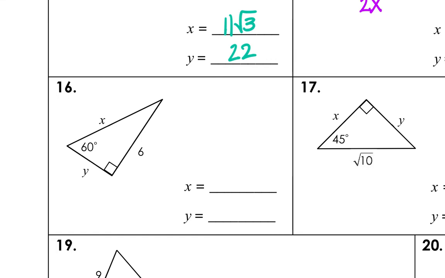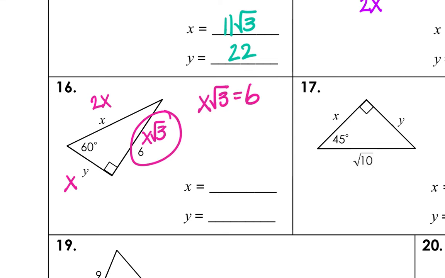All right, here we go. Number 16. Across from the 30 is x. Across from the 90 is 2x. So this is x square root of 3. X square root of 3 is equal to 6. So this is where I have to do the rule. I can't just cancel out the square root of 3 because it's not existing visibly. So that means I'm going to divide by 3. So 6 divided by 3 is 2, and then bring the square root of 3 over.